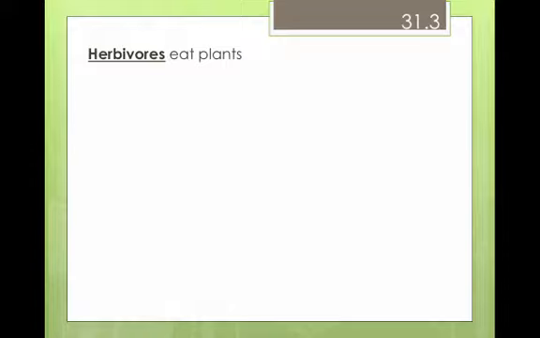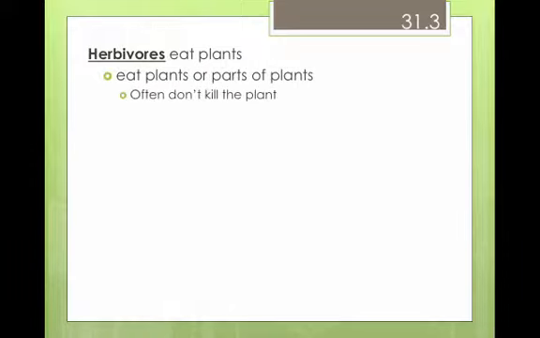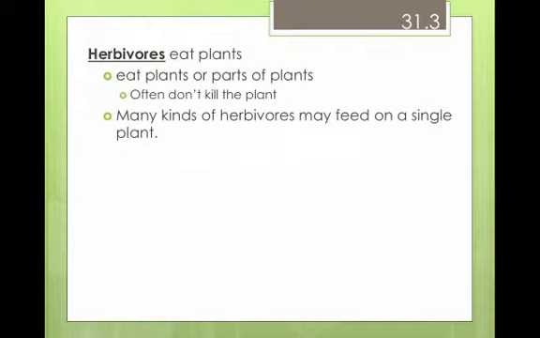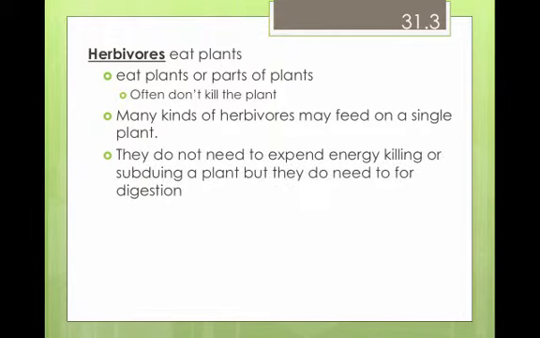So herbivores eat plants. They either eat plants or parts of plants, but they often don't kill the plant. So that's one really important piece: herbivores don't kill plants, they eat plants. And many kinds of herbivores may feed on a single plant. That means you can have a caterpillar, a butterfly, a hummingbird, and a lot of different organisms feeding on one plant or in one area.